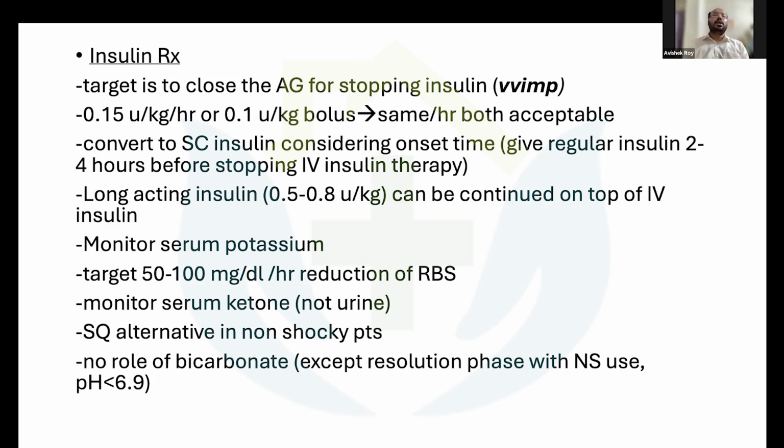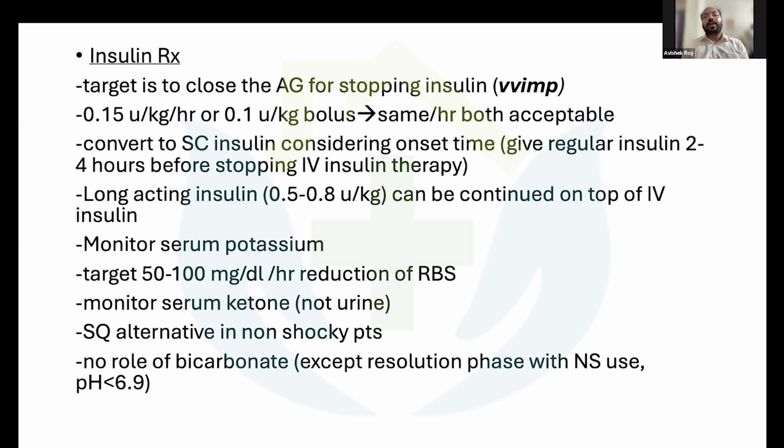We have this thing in our mind: a DKA patient comes, we have to give IV insulin therapy. But long-acting subcutaneous insulin, you can continue over and above the IV insulin. So you give 10 units of long-acting insulin, probably degludec or glargine, and you continue the IV insulin therapy as well. Short acting and intermediate acting cannot be given. For starting those, you need to have this bridging of the insulin therapy.